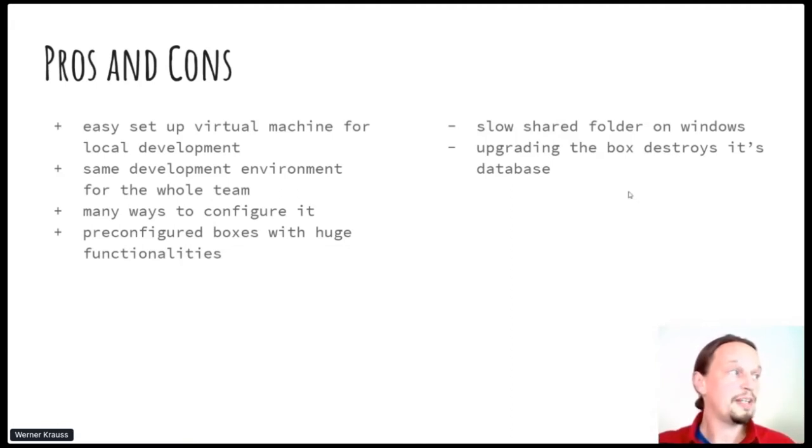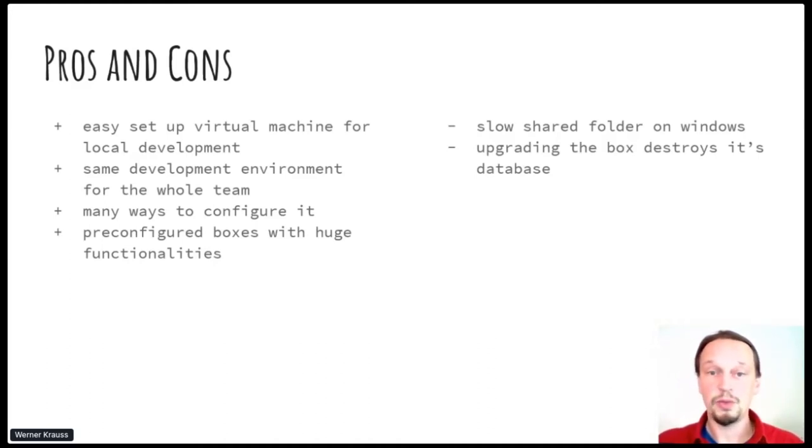There are many ways to configure it and to run abstractions against it with Ansible or Puppet or whatever. And there are also many pre-configured boxes with a wide range of functionalities. It also has some downsides. On Windows, the shared folder is very slow. On Linux or on Mac, it's a little bit faster. But on Windows, it's pretty slow.